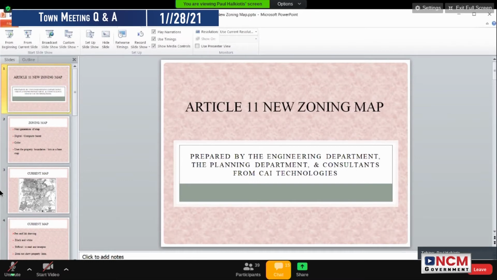The light department already has their own geographic information system, and the things that I just mentioned, they already have all mapped. So they're one step ahead of us. This is something that many towns have had for years, and we're now catching up to this next generation of information management.